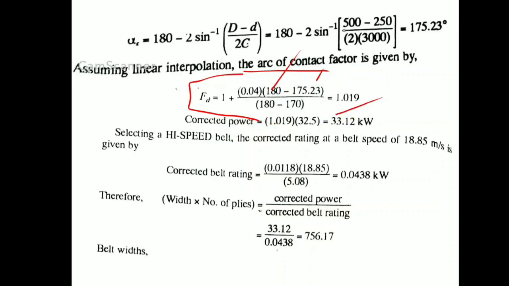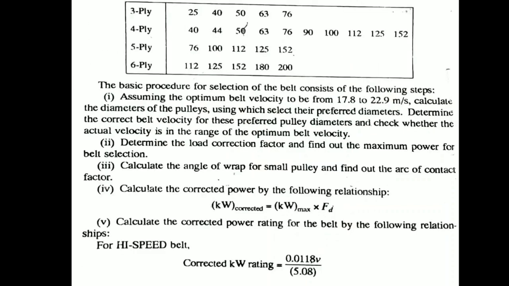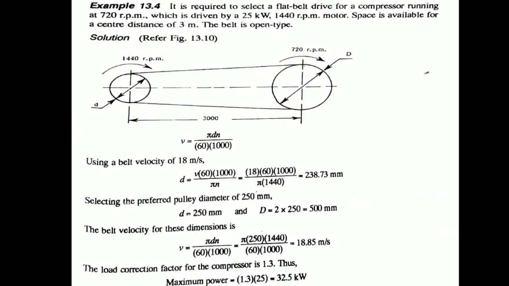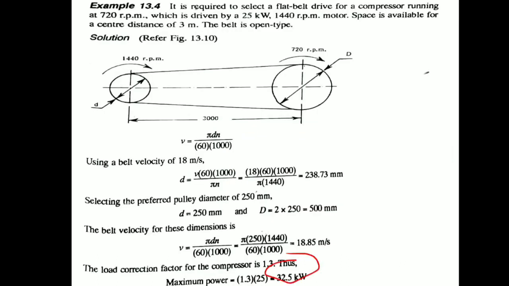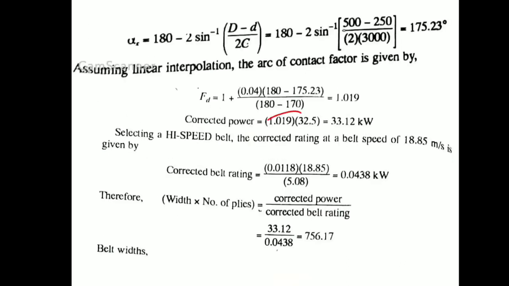Now we know the equation for corrected power. The corrected power is equal to kW max into FD. kW max we have calculated, so corrected power is equal to 1.0 FD and kW max, 32.5, which we have calculated. By multiplying, we will get 33.12 kilowatt. This is the corrected power.